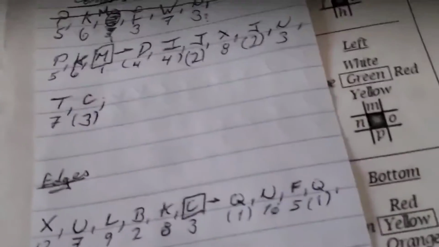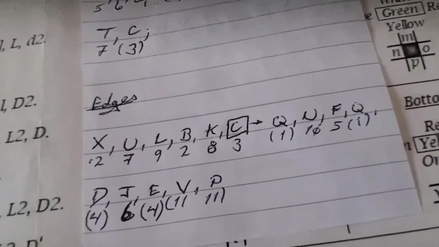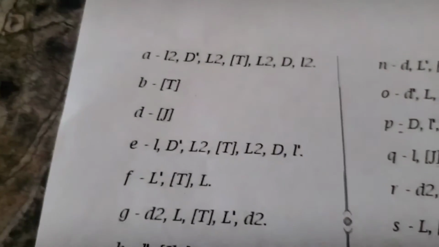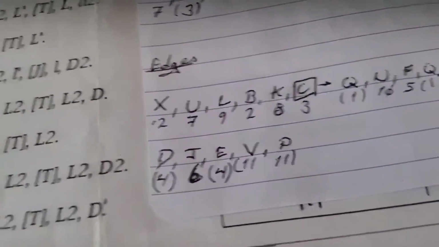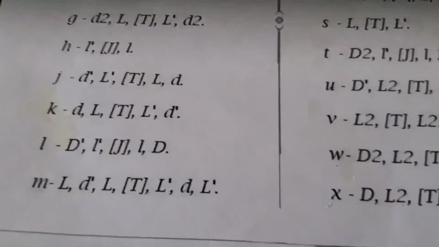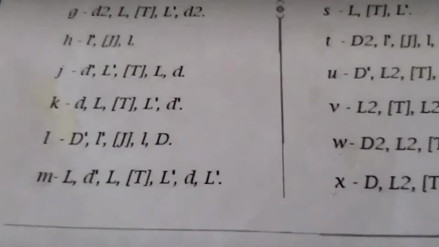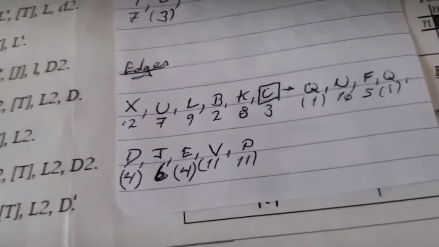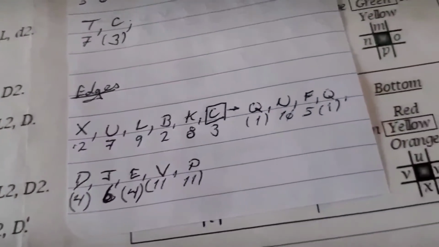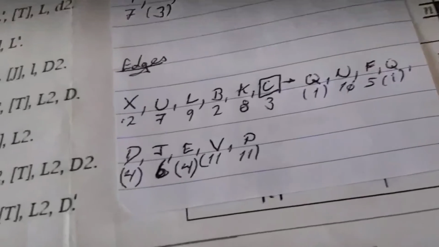Speaking of which, that was L. After L is B. Sure, this is the T prime. Okay, and then K. K, small d, L, and then a T, L prime, small d prime. Okay, that's K. And then we're going straight to Q.